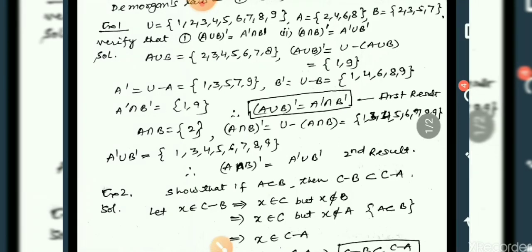Now children, move to another aspect, that is difference of sets. What is difference of sets? Children, difference of set means, if there is A minus B, then difference of set means those elements of A which are not present in B.